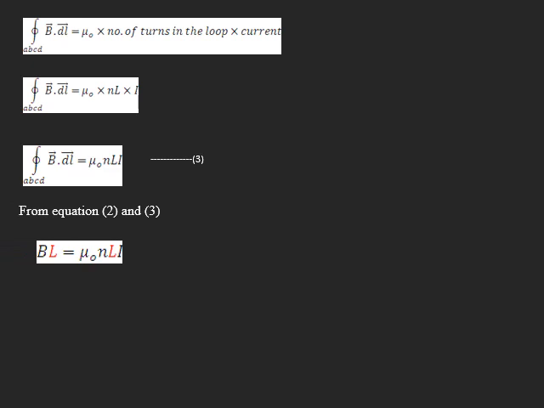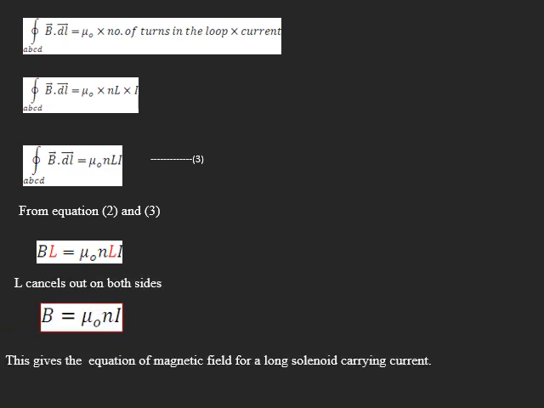Now we will be comparing equations 2 and 3. In equation 2 we have B into L, and in equation 3 we have mu naught nLI. So if we equate these two equations, we will see that L and L get cancelled, and what remains is the magnetic field inside the solenoid. B is equal to mu naught n I. This gives the equation for a solenoid carrying current.